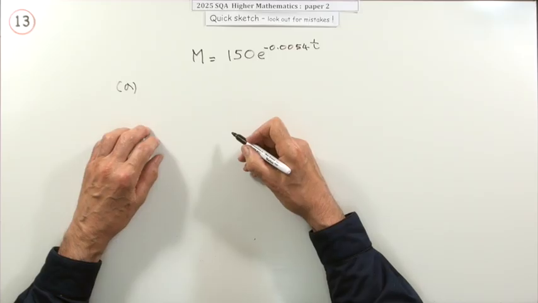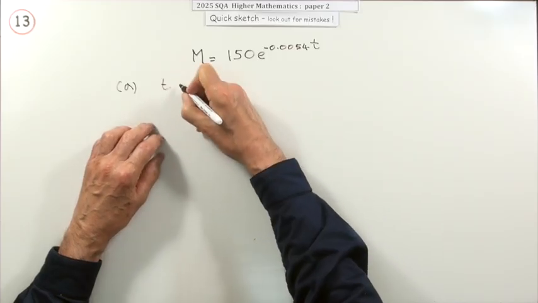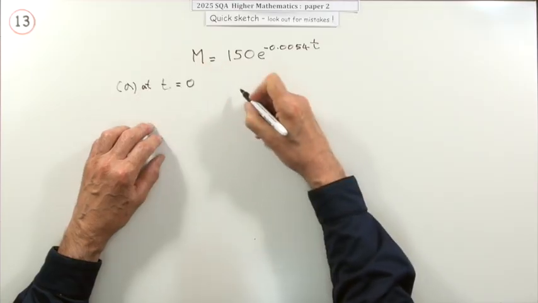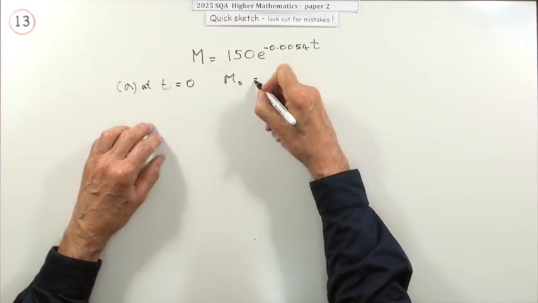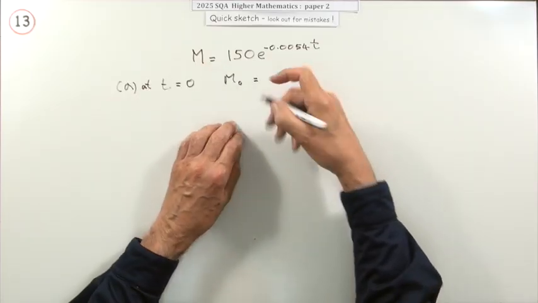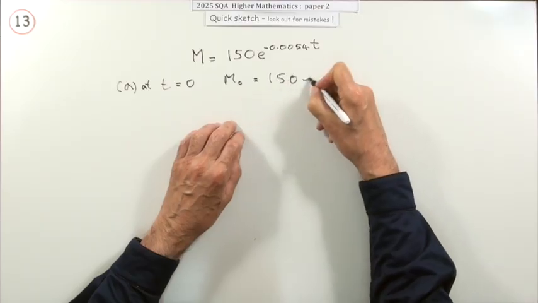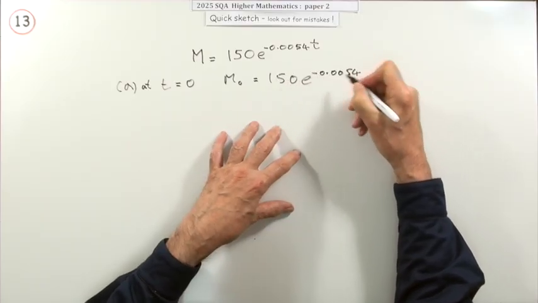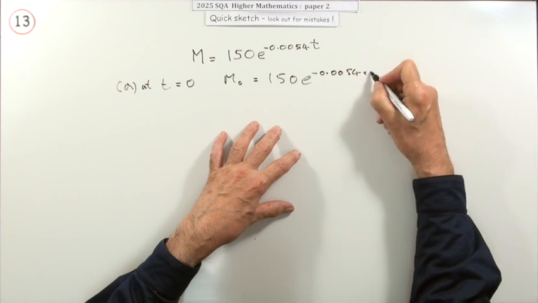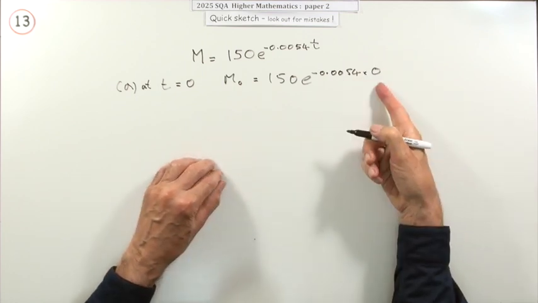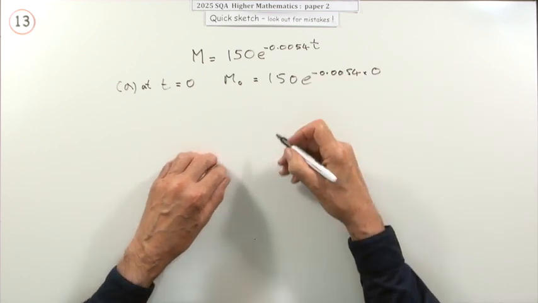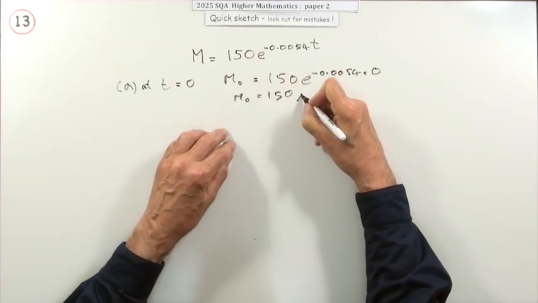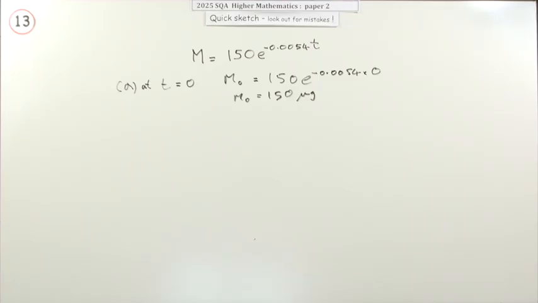So the first part, what's the initial mass? Well, the initial mass will be when T equals 0. And at T equals 0, the initial mass, which you would call m0, would be, just use the formula, 150e to the negative, and you know all this is just going to disappear anyway, but times 0. And of course 0 here means e to the 0 is 1, so it's 150. So the initial mass is 150, and that was micrograms.